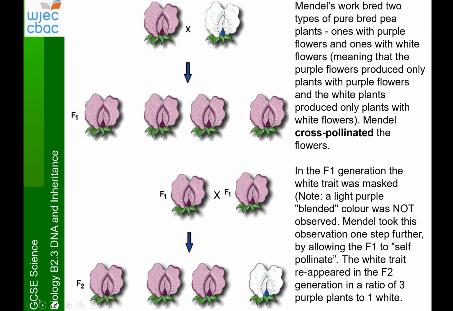So one of his first experiments, and this is on page 19, was to do with the colour of pea plants. He took two different types of coloured peas. He took some purple peas and he took some white flowering peas. And what he noticed was when he bred these together, all of the first generation of offspring, what we call the F1, were all purple.